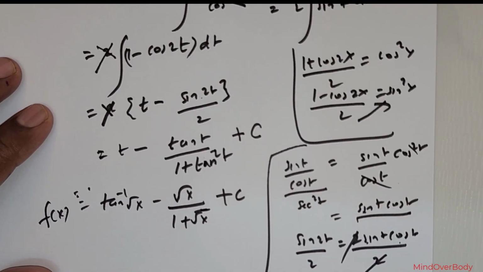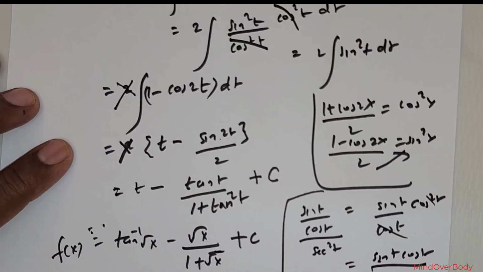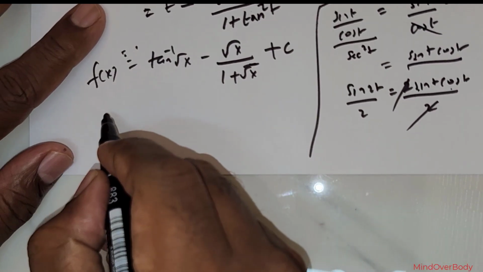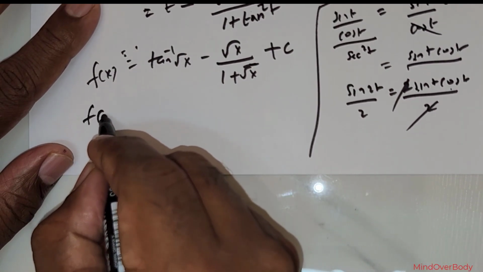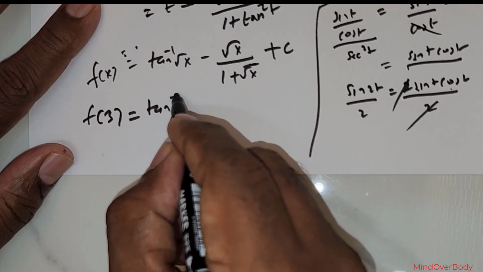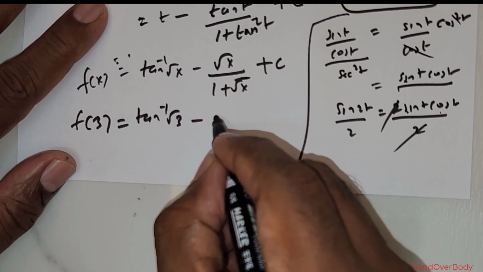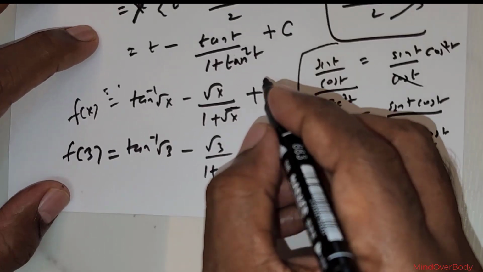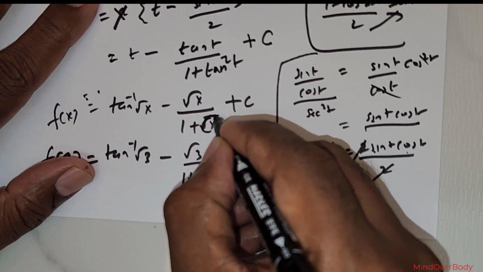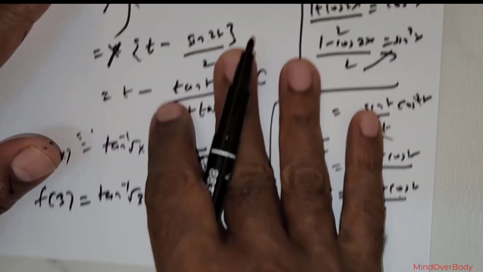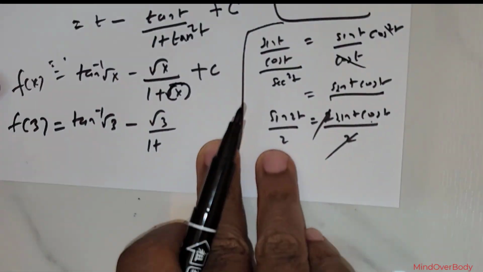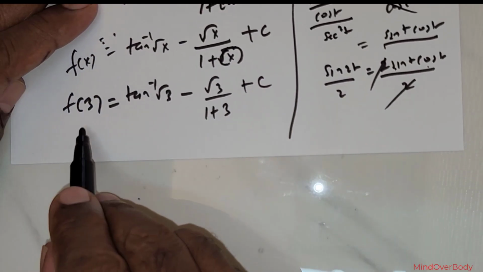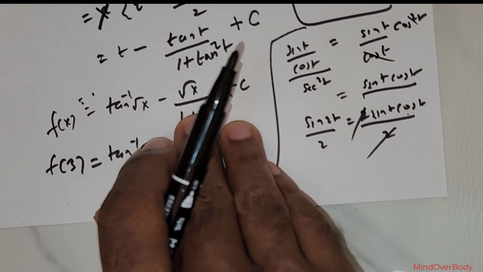Now we will have to use the boundary conditions. So let's do that. So at x is equal to 3, f of 3. So substitute x is equal to 3. So it's going to be f of 3 is equal to tan inverse of root 3 negative root 3 divided by 1 positive. This is actually, it's not root of x here, this is just x, because x is equal to tan square t. You see the formula? X is equal to tan square t. So this is going to be 3 added with c. So this is my f of 3. So let me go to the next page.